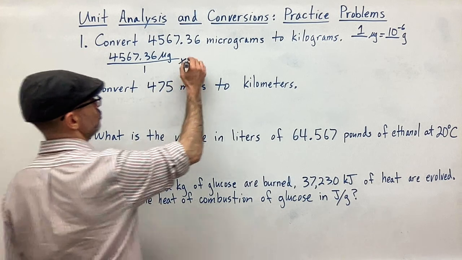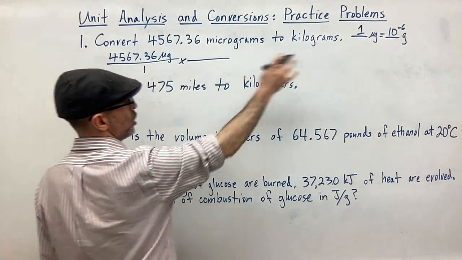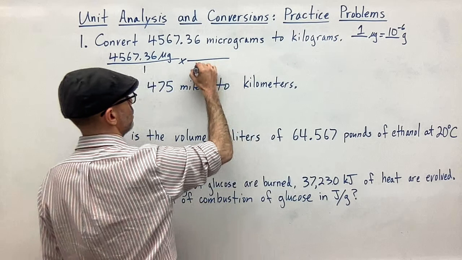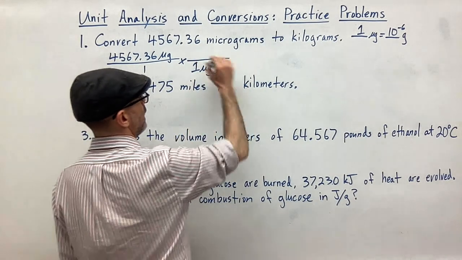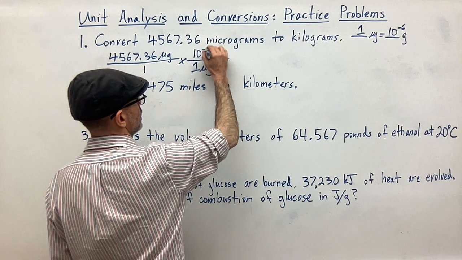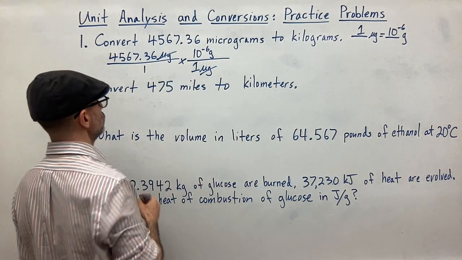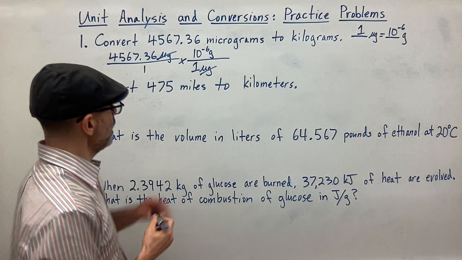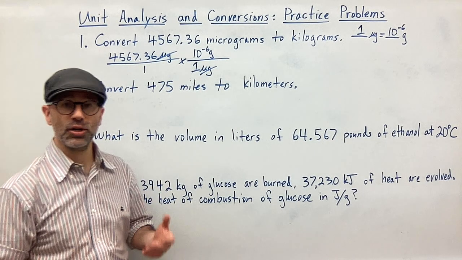So we'll use that. I have micrograms here, so micrograms is going to go on the bottom. So 1 microgram on the bottom, and on top is 10 to the negative 6 grams. So micrograms cancels out. Now I have grams. Now I can convert grams to kilograms.